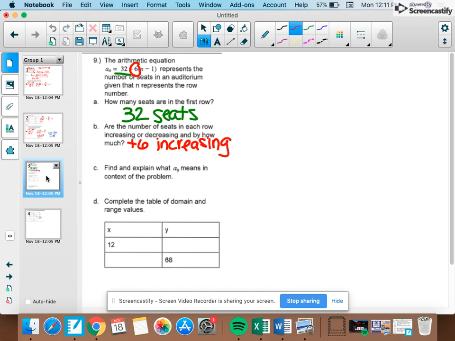And then it says to find and explain what a_9 means in the context of the problem. Remember, a_9 means I'm going to take my formula and plug in 9 for n. And if we simplify, just plugging that in the calculator, that gives us 80. So what that means is in row 9, there are 80 seats.